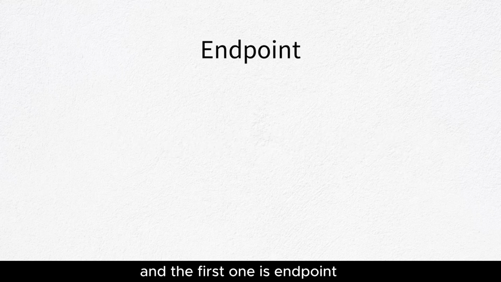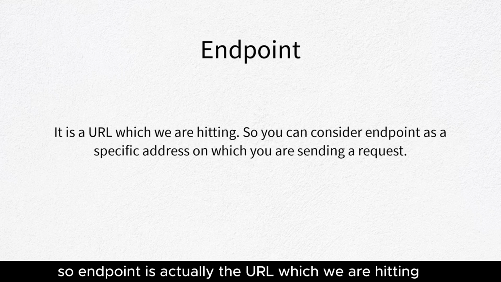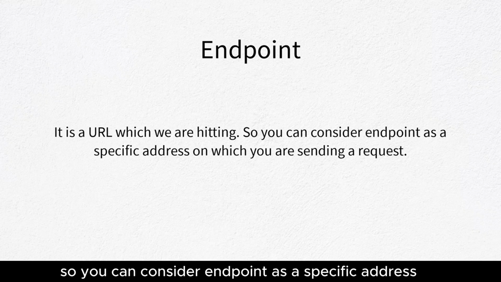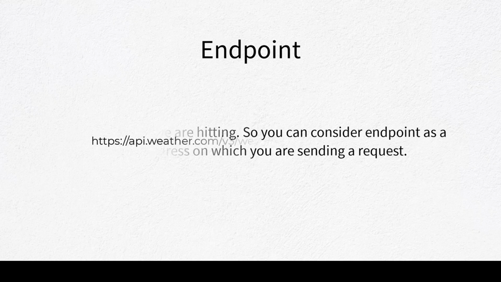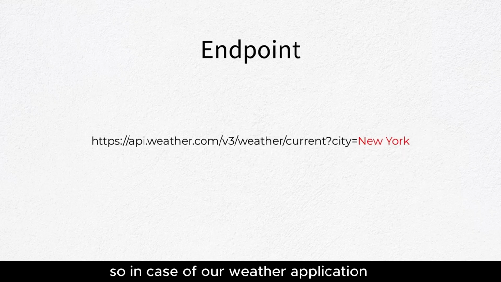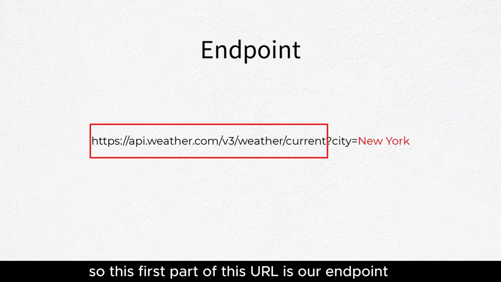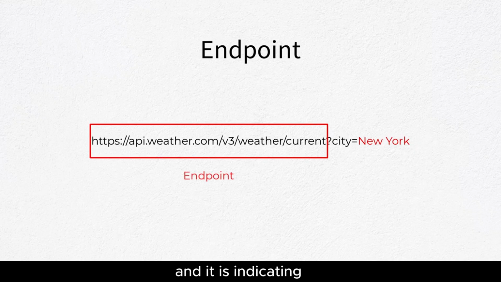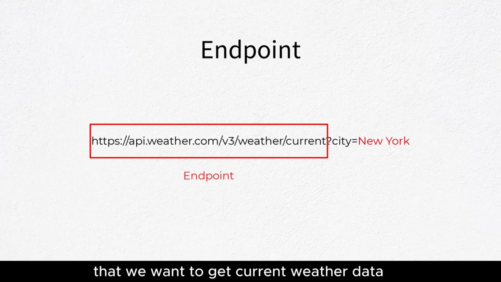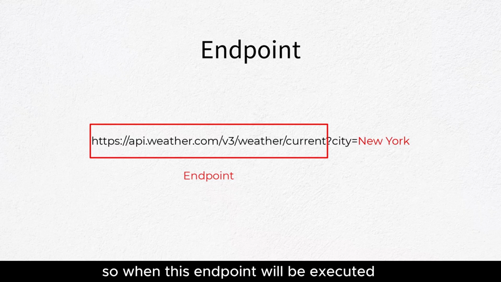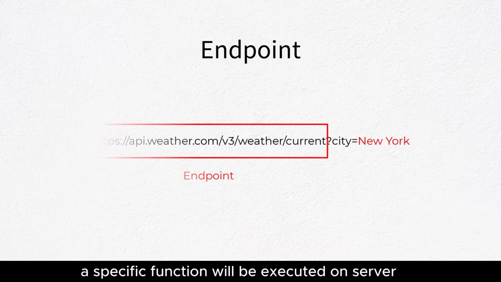And the first one is endpoint. So endpoint is actually the URL which we are hitting. You can consider endpoint as a specific address where we are sending our request. So in case of our weather application, we are hitting this URL. The first part of this URL is our endpoint, and it is indicating that we want to get current weather data. So when this endpoint is executed, a specific function will be executed on the server.